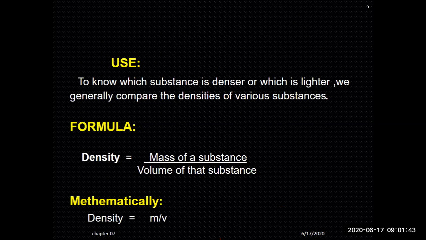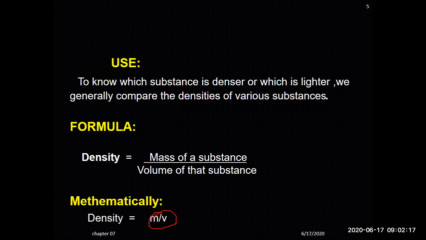So the formula for density is this one. I have already written it at the start to make it clear. It is the mass of a substance divided by the volume of that substance. In mathematical form, this is mass and this one is volume. If mass is measured in kilograms and volume in cubic meters or liters, the units are kg per liter or kg per cubic meter, and so on. These are the different units used to calculate density.